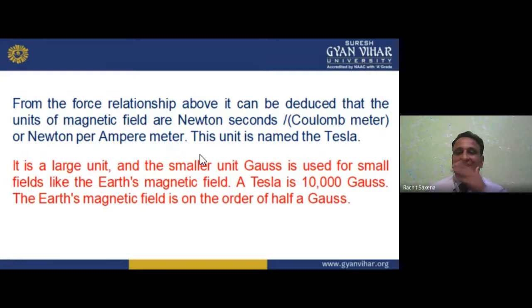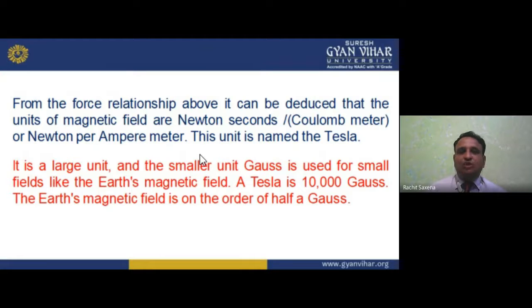We can also call it Newton per meter. So Tesla is a large unit, a huge unit for a very wide range, and the smaller unit is Gauss. If I am talking about the small, we use Gauss, and it is like the Earth's magnetic field. We are assuming that it is the Earth's magnetic field. So for a field like the Earth's magnetic field, we have Gauss.